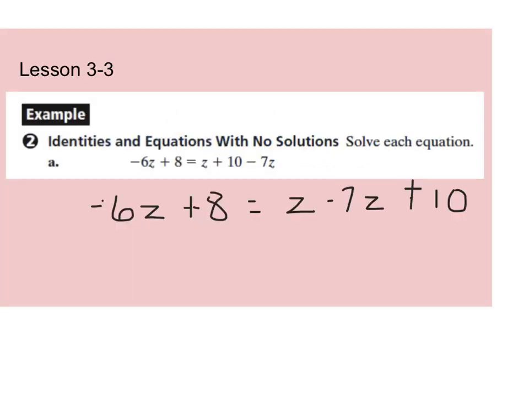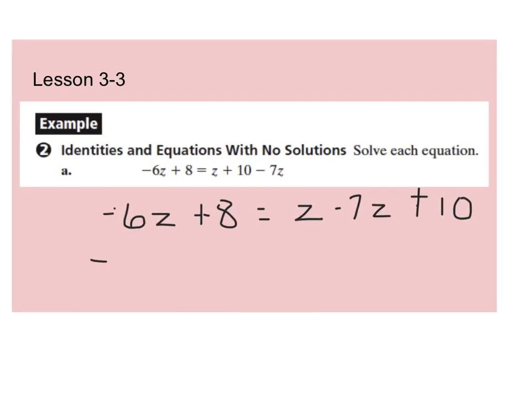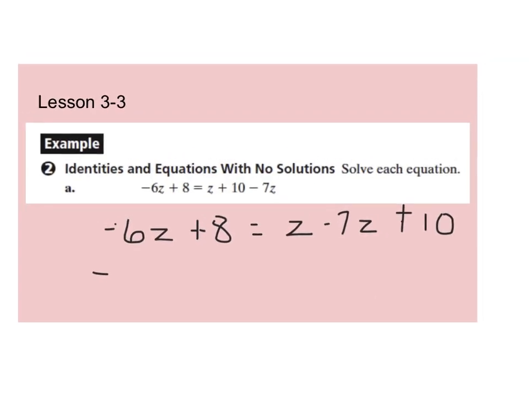Here in our next example, we're going to solve this equation, and it's not going to have a solution, as you can tell by the label. So the first thing I did is use my commutative property on the right side so that I can have the z minus 7z right next to one another. That helps me see that I have negative 6z's on both sides of my equation.